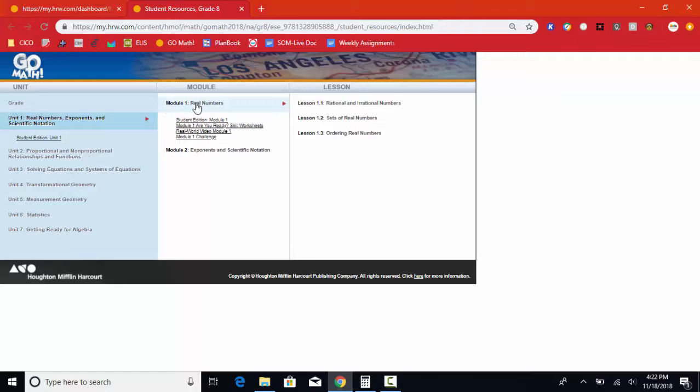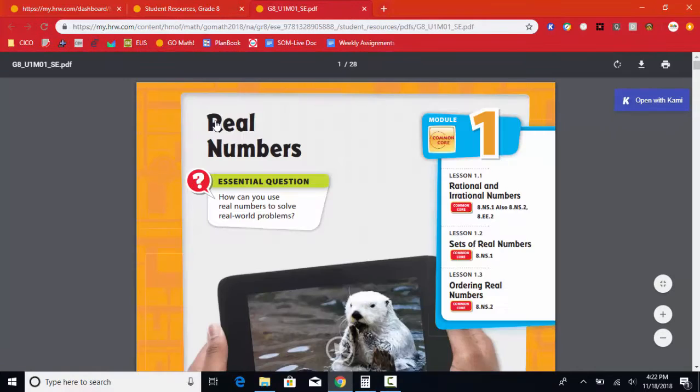But say we go to Module 1, and you just want to print off the student edition for Module 1. Well, here's just Module 1. Instead of having 72 pages, you have 28. And it's the same thing. If you want to print this off, print it off from the student resources.